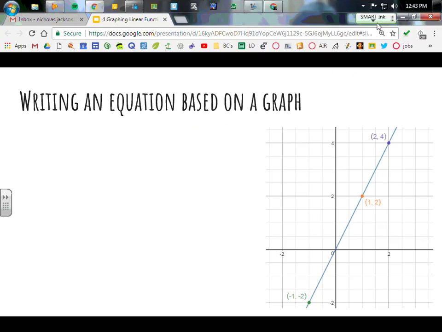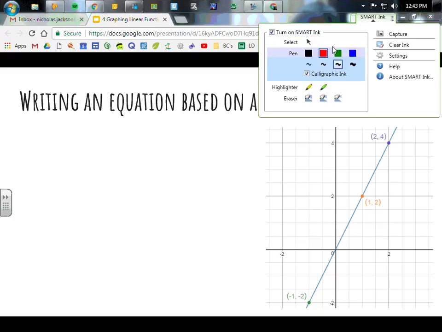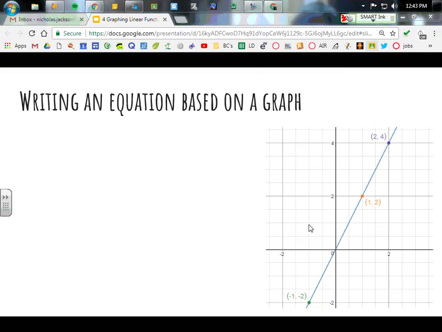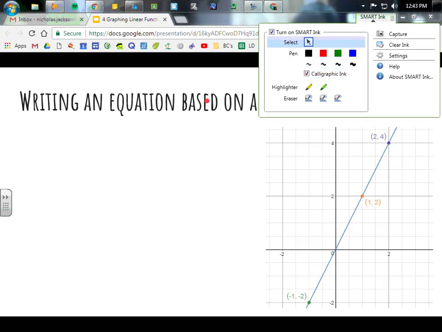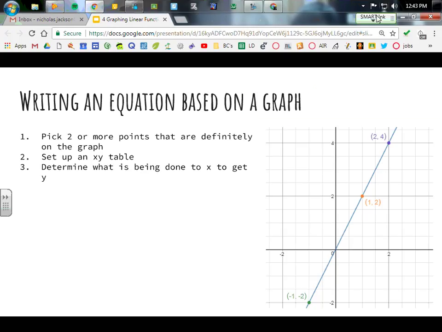Okay. What if you are given a graph, such as the one you see here on your screen, and you are asked to write an equation based on this graph? Here's what you would do. You would pick 2 or more points that are definitely on your graph. So we have 3 points on this graph identified: 2 and 4, 1 and 2, and negative 1 and negative 2.